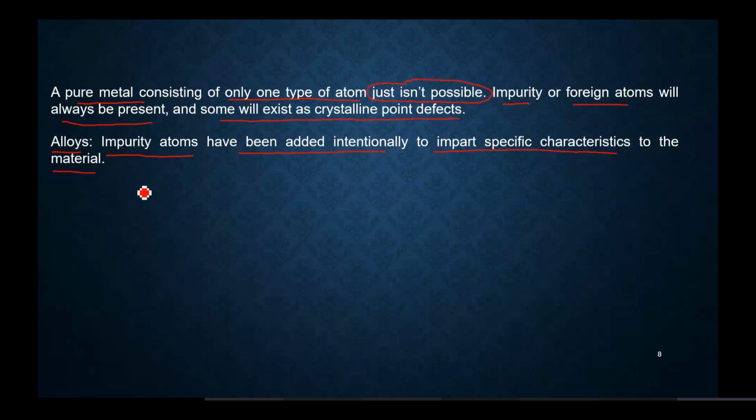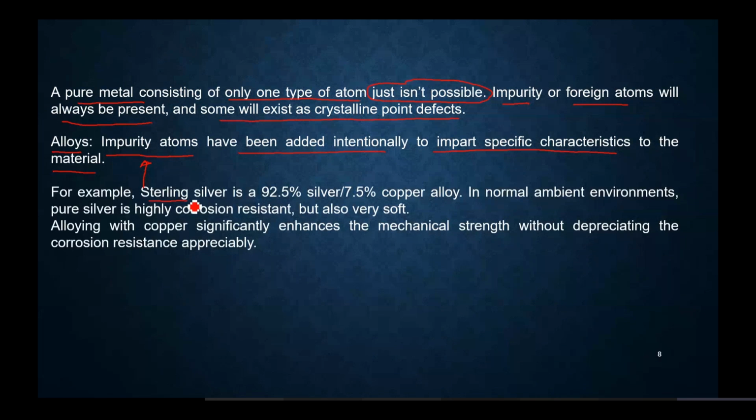So if we have a relatively pure material, you normally add foreign atoms to that material in order to get some desired characteristics in the material. For instance, sterling silver is a famously known name for an alloy of silver, in which there is 92.5 weight percent of silver and 7.5 weight percent of copper added to this silver.